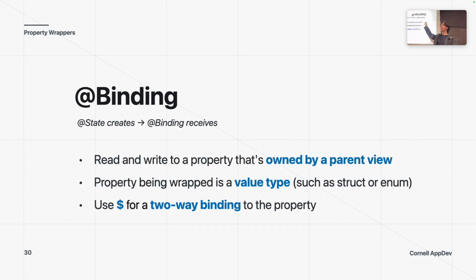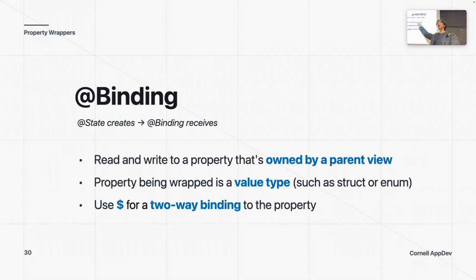This is where another property wrapper comes in, called @Binding. So @State creates that property, @Binding receives it. It will read and write to the property that's owned by some parent view. So if I have a parent view that has an @State property, and I want the child view to be able to read it and modify it, that child view needs to declare that property with @Binding.